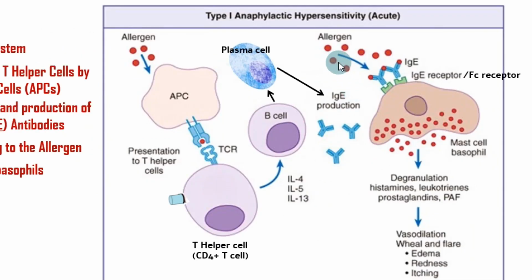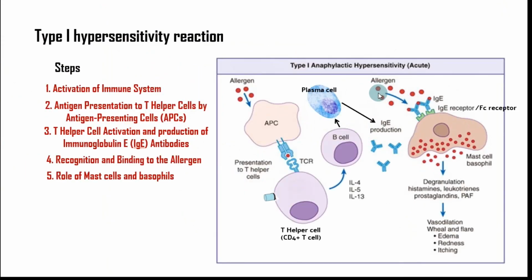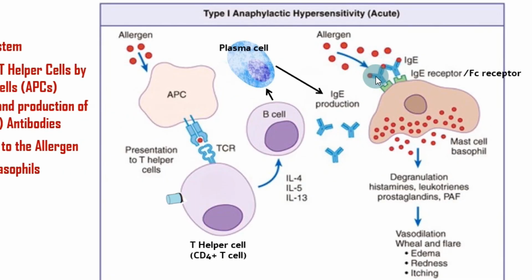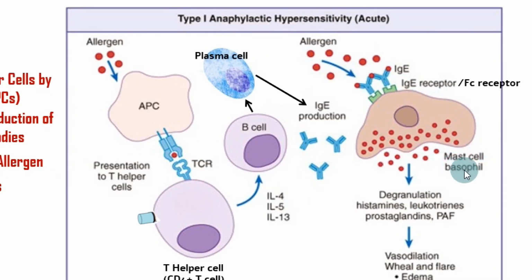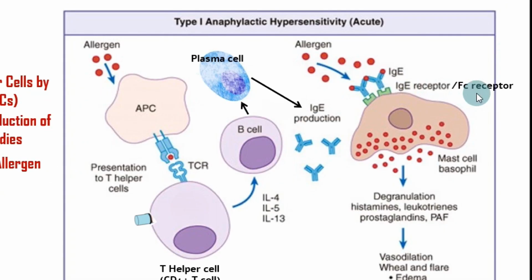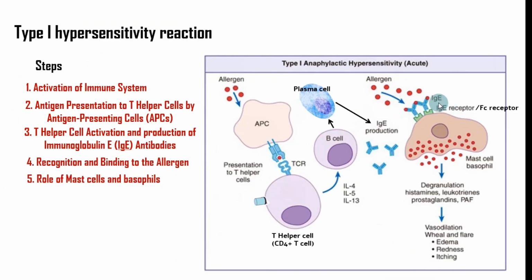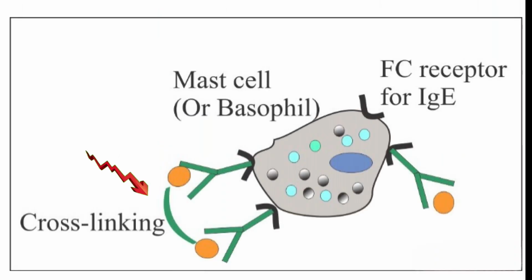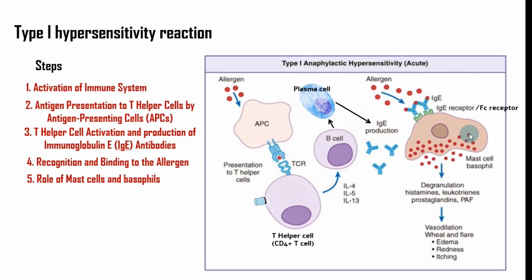For example, you have a re-exposure to the same allergen again. Now your body knows what this allergen is. Now these known allergen molecules will line up and bind to multiple IgE antibodies on the surface of mast cells or basophils. Now there is an IgE receptor, also known as Fc receptor, on the surface of the mast cells and basophils. Now the IgE antibodies form cross links with each other and bind to the Fc receptor on the surface of the mast cells or basophils.